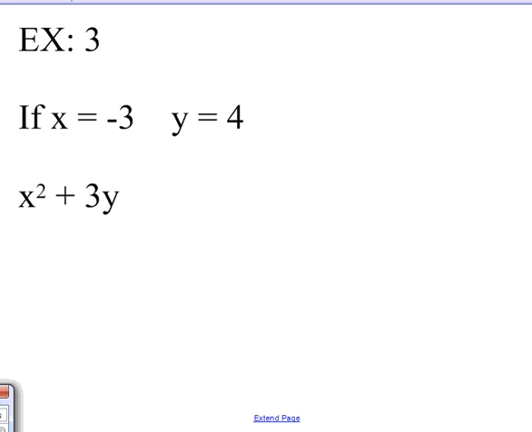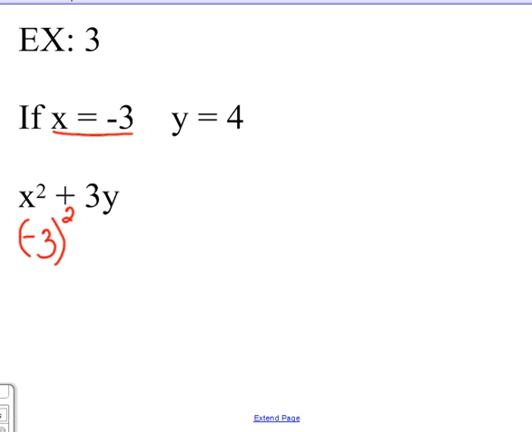We're now getting to example 3. If x equals -3 and y equals 4, simplify the expression x squared plus 3y. First step is to substitute your variables with the numbers. X is -3. So instead of the x, I'm going to substitute the -3. Now it's important here, whenever you're substituting a negative number raised to an exponent, you need to put that negative number in parentheses.